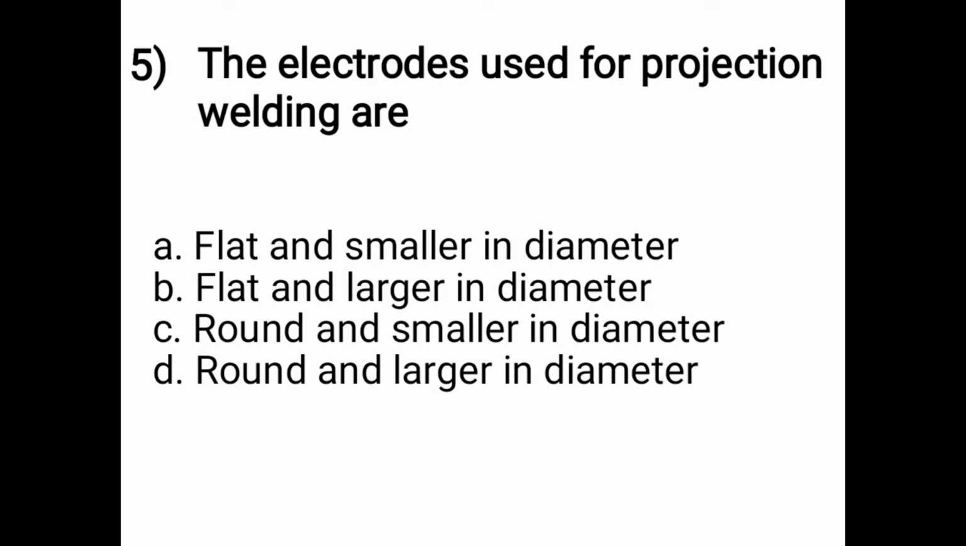Then the next question is: the electrodes used for projection welding are. Options: A, flat and smaller in diameter; B, flat and larger in diameter; C, round and smaller in diameter; D, round and larger in diameter. So the correct answer is option B, flat and larger in diameter. The electrodes used for projection welding are flat and larger in diameter.